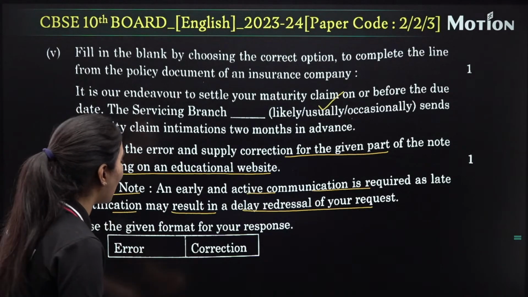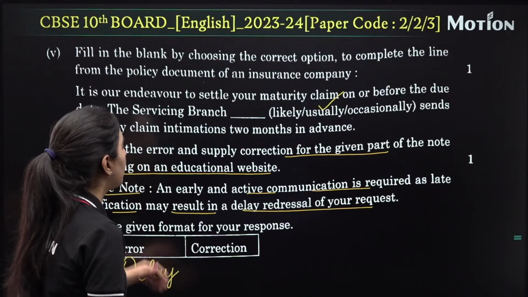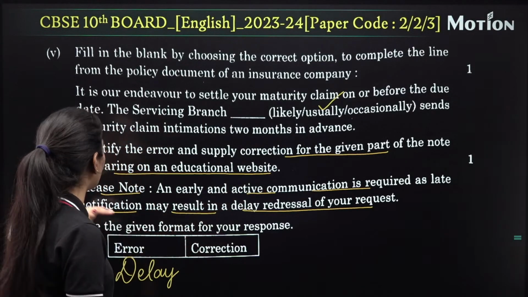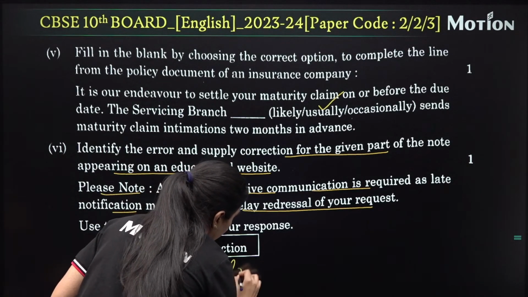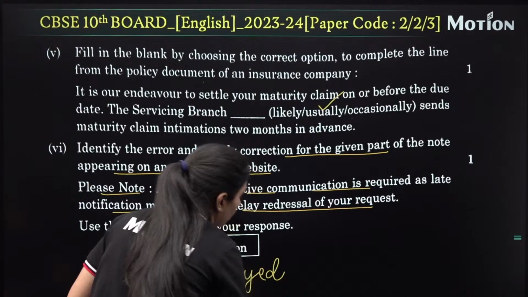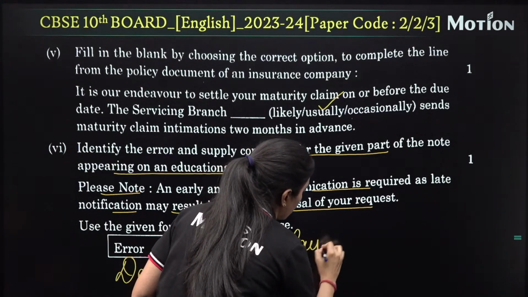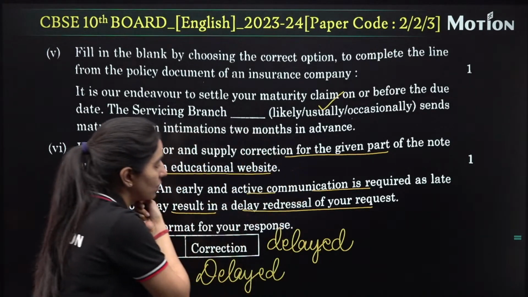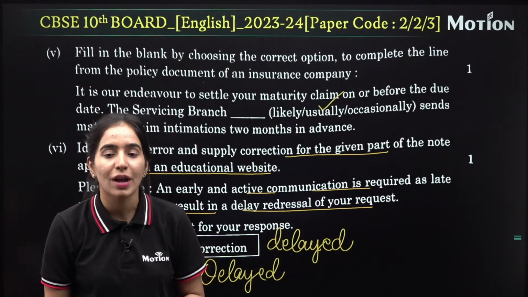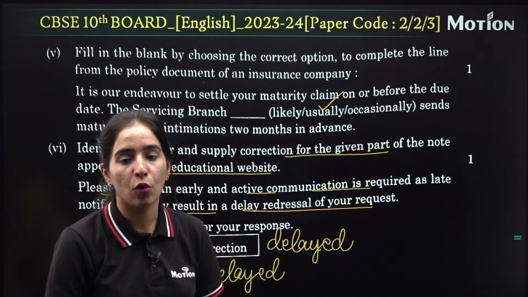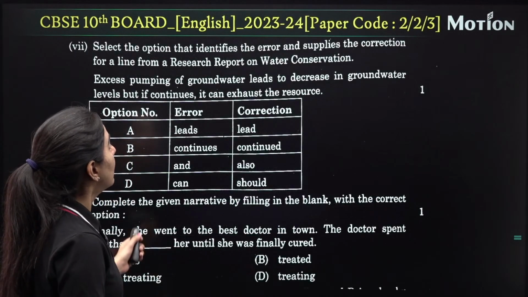The error that we have here is this one, that is delay. So it will be an early and active communication is required as late notification may result in a delayed. Okay, I've mentioned D as capital, but sorry, it will be a small one. So this will be the correct answer. Result in a delayed redressal of your request. You have to use the second form of verb over here. It will be delayed. I hope that's clear. Let's move to the next part.